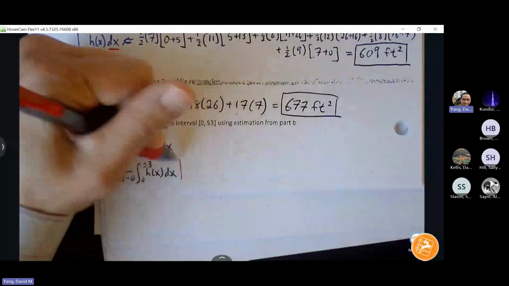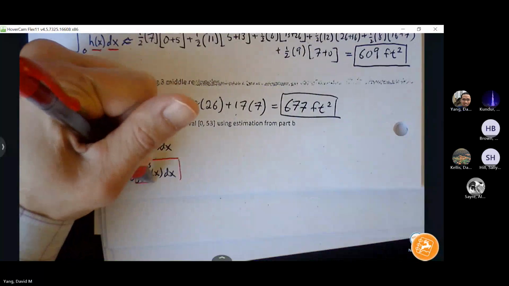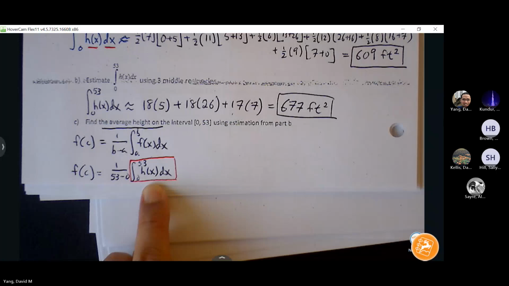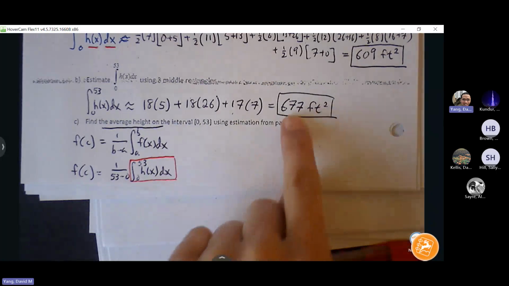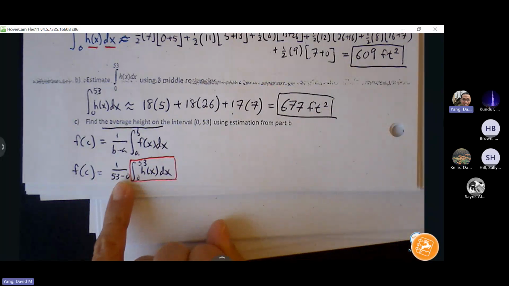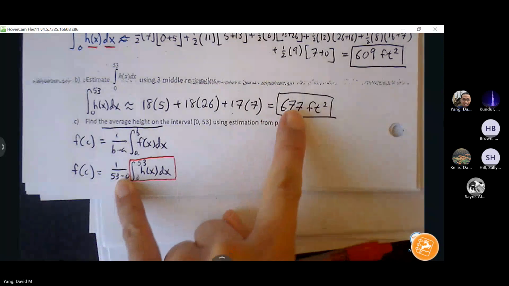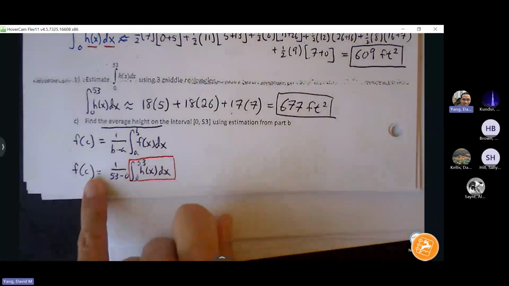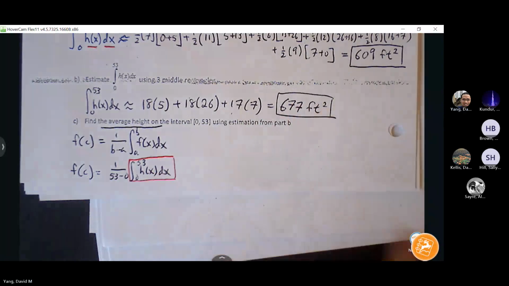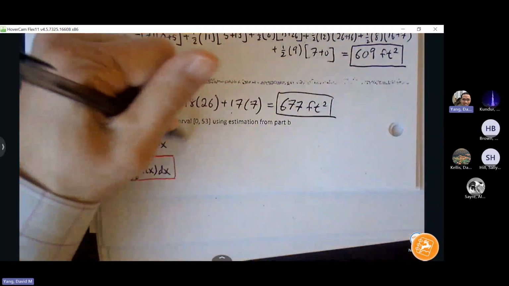So we know we can replace that with an approximation that we found from part B. And then we have feet squared. We're dividing by feet. So our average height will be in terms of feet. Those students were asking, wait, why? Okay, so let me show the work first.